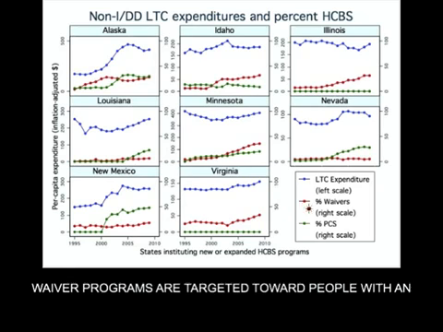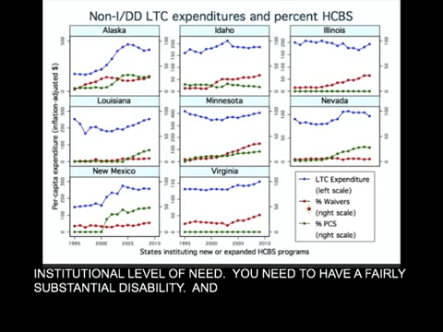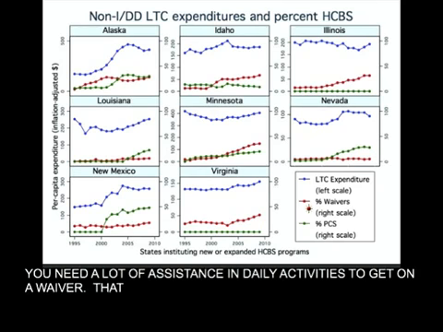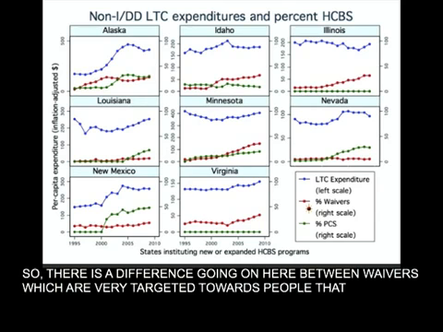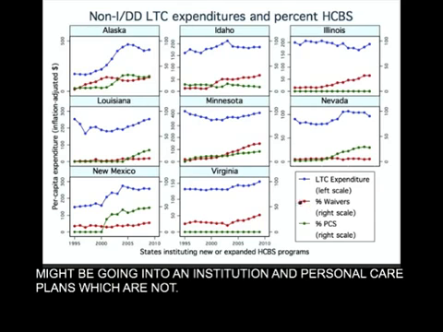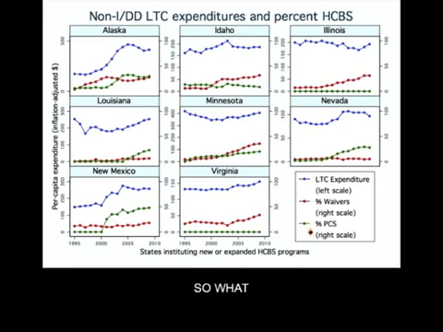Waiver programs are targeted toward people with a so-called institutional level of need. You need to have a fairly substantial disability. You need to have quite a bit of need for assistance in daily activities in order to get on a waiver. That's not true of personal care services plans like IHSS. So you might say that there's a difference going on here between waivers, which are very targeted towards people who might be going into an institution, and personal care plans, which are not.